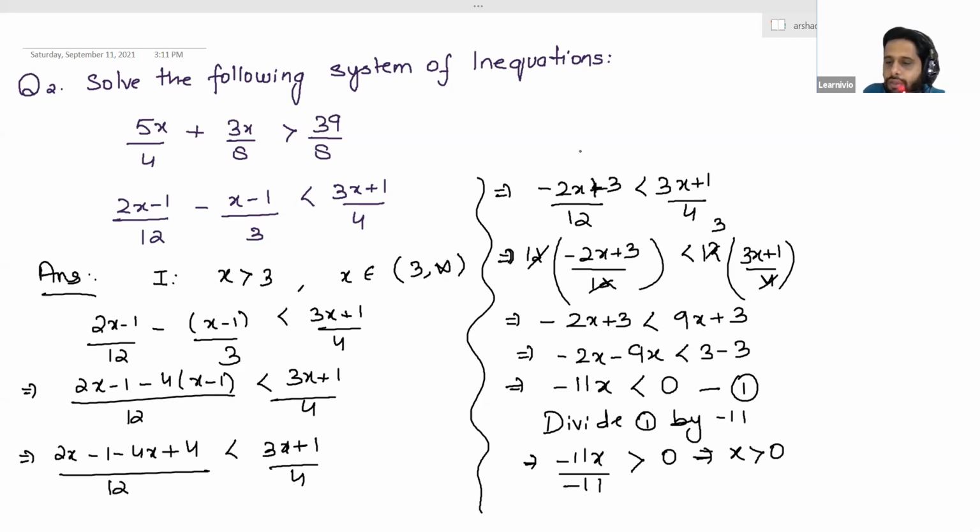So can anyone tell me the common solution? Rishan, did you find the common solution? Three, five. No, Rishan, you are missing something. Your approach is good, but there are more solutions other than 3 and 5. So please analyze both the solutions again and check.